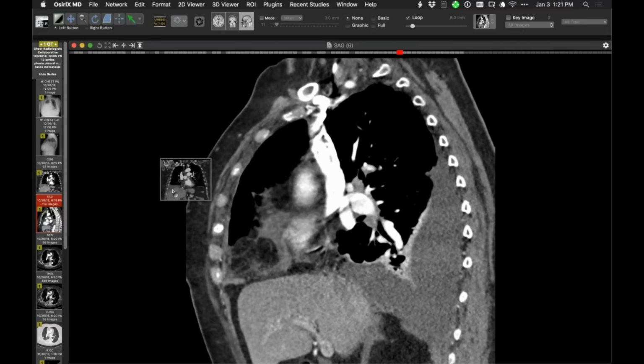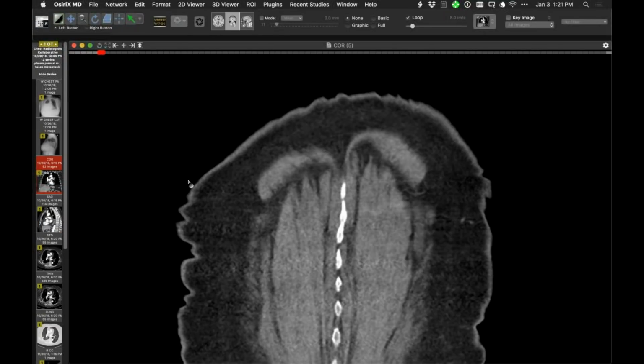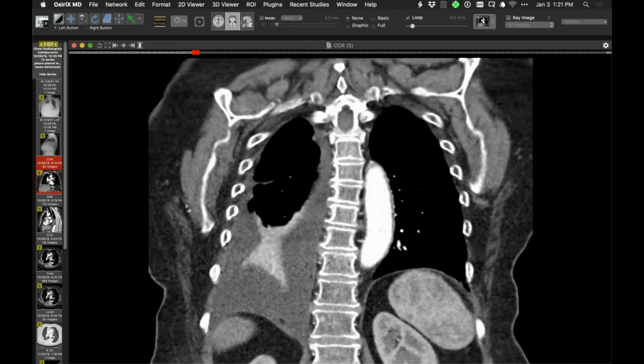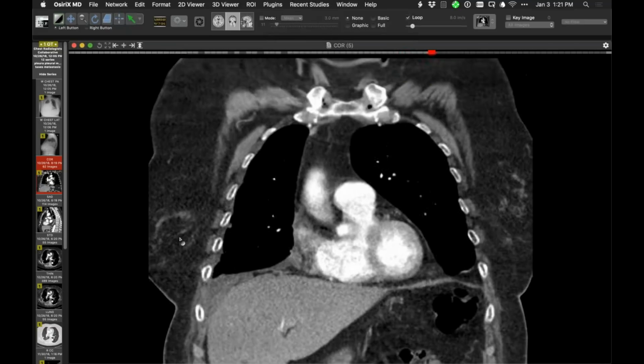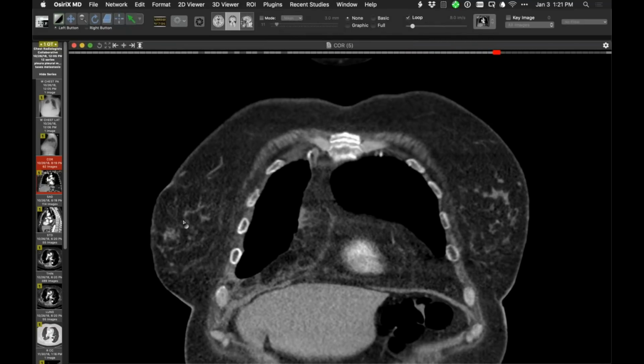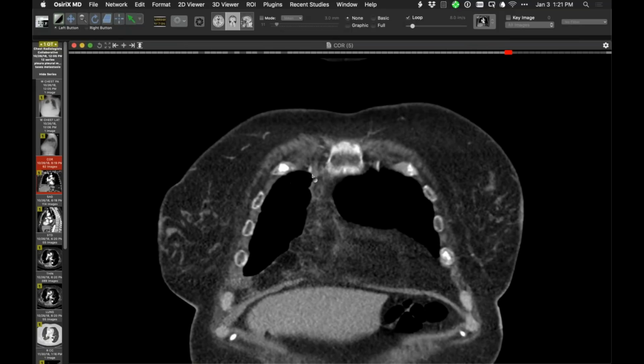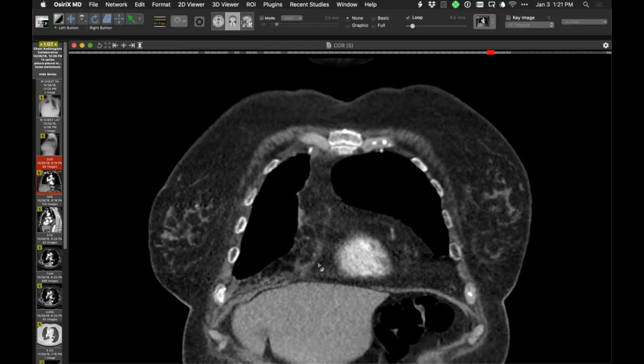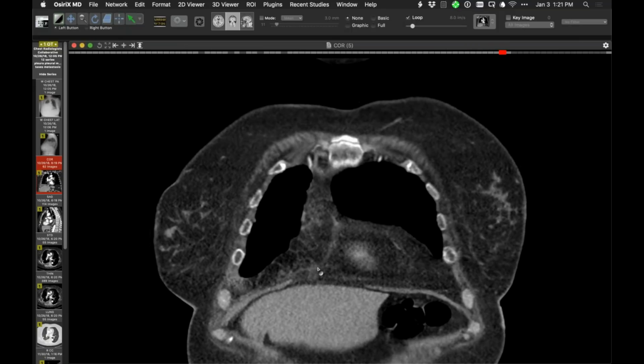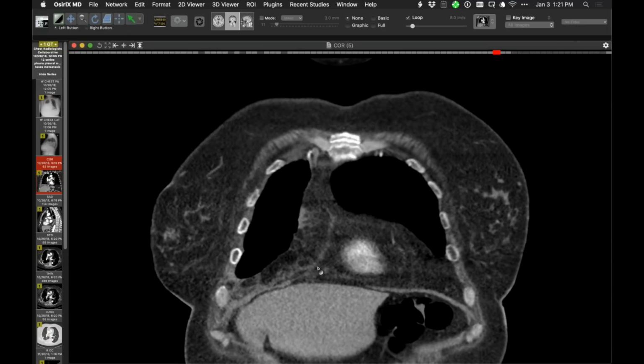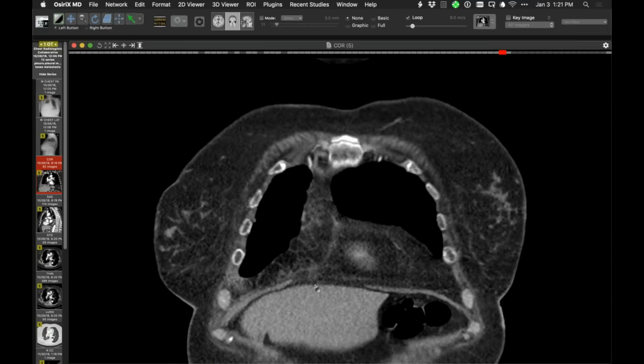And I will show you the coronal similarly. If I scroll anteriorly and go to the front, right in front here, you can appreciate that there is very pathological pleural thickening involving those pleural surfaces. So that too is very suggestive of malignancy.